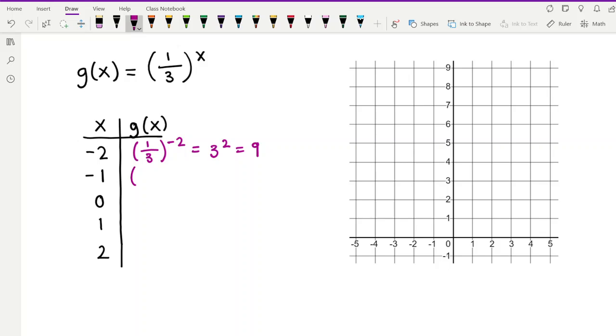What about -1? Well, 1/3 to the -1 is going to be, again, the reciprocal of 1/3, which is 3. 3 to the first power is 3.